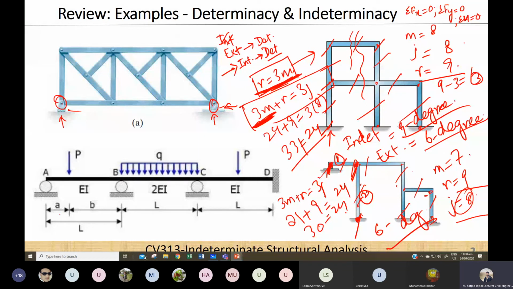Okay. And for this beam, obviously you can see that this is an indeterminate beam. We have 1, 2, 3 reactions, 3 and 6 reactions and 3 equations. So this is also 3 degree indeterminate. So this was a brief review of some of these formulations that we have already studied to figure out the determinacy and indeterminacy of the structures.